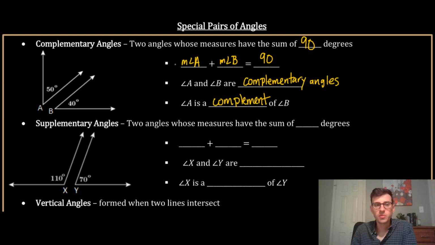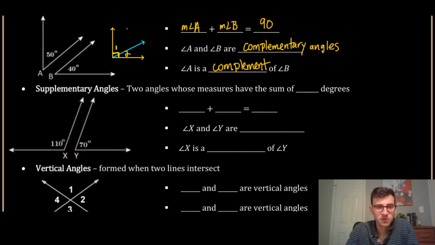Another way to think about complementary angles: if you ever see two angles that are in a right angle, like this, and something is bisecting them, then angle 1 and angle 2 would also be complementary because they're within a right angle, right? They're going to add up to 90.